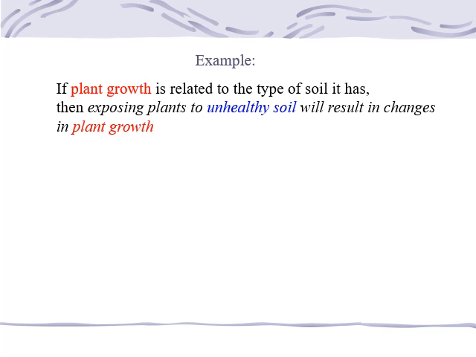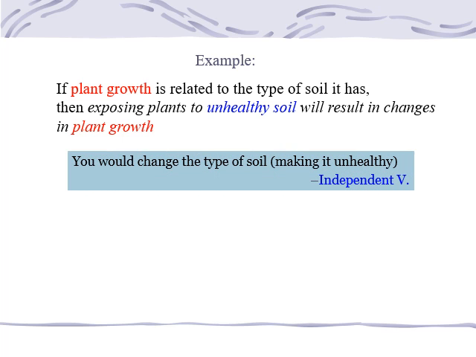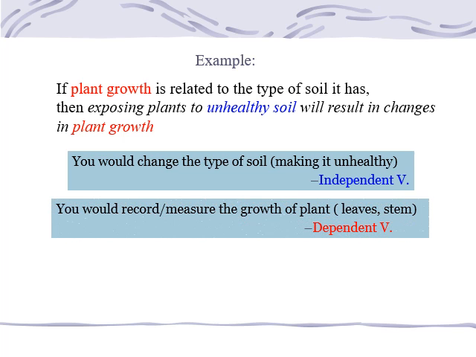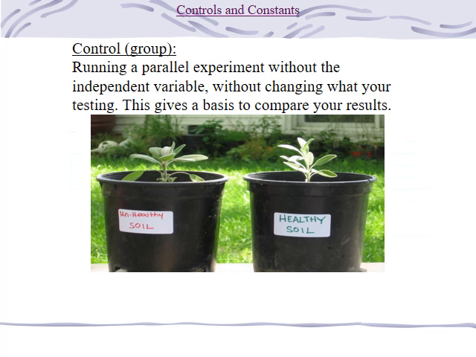So for example, going back to one of our original hypotheses, if plant growth is related to the type of soil that it has, then exposing plants to unhealthy soil will result in changes in plant growth. So, my independent variable, my manipulated variable, the thing I would change is the type of soil. I would be making the soil unhealthy in the experiment. The thing I would record, my dependent variable, my responding variable, I would measure the growth of the plants, either by their leaves or their stems, however I decide to do it.